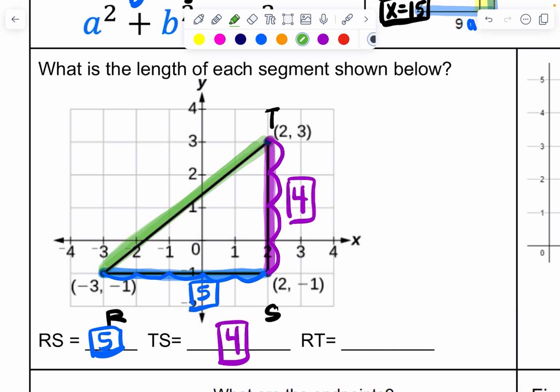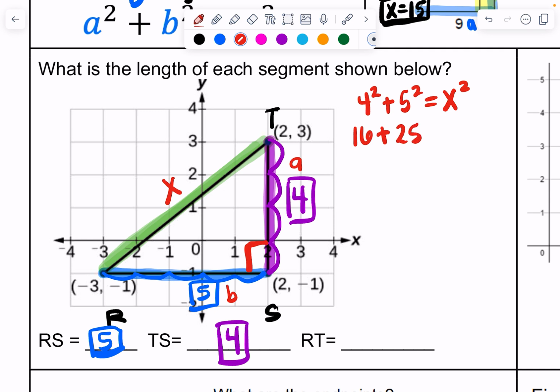So we are going to use the Pythagorean theorem, like what we did up at the top, to solve for this missing side. Okay? So we have our right angle here. Our legs created that right angle. So we have a squared plus b squared equals c squared. So I'm going to say a is 4, b is 5. So we're going to have 4 squared plus 5 squared equals x squared. 4 squared is 16, and 5 squared is 25, and we're going to add those two numbers together, and 16 plus 25 gives us 41.